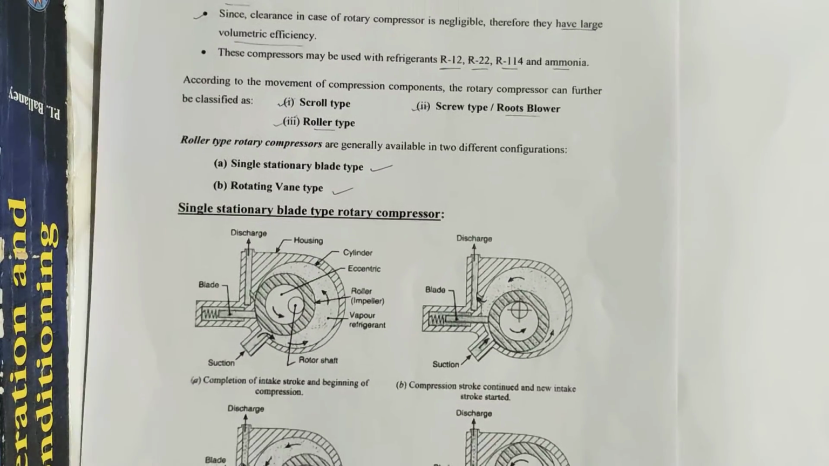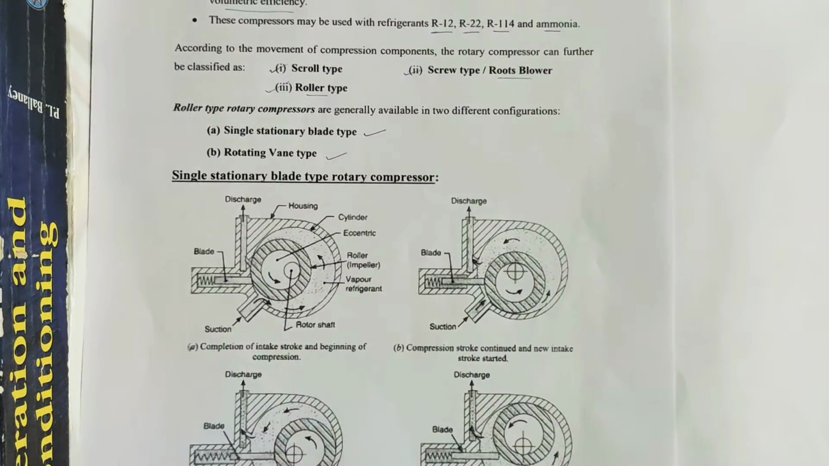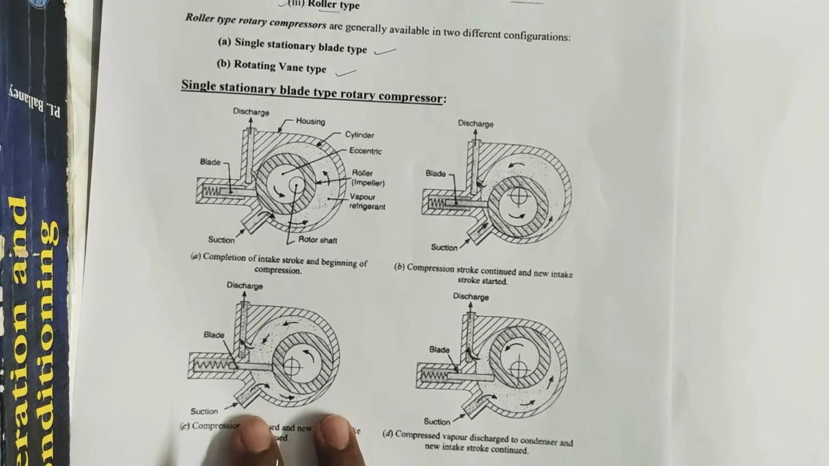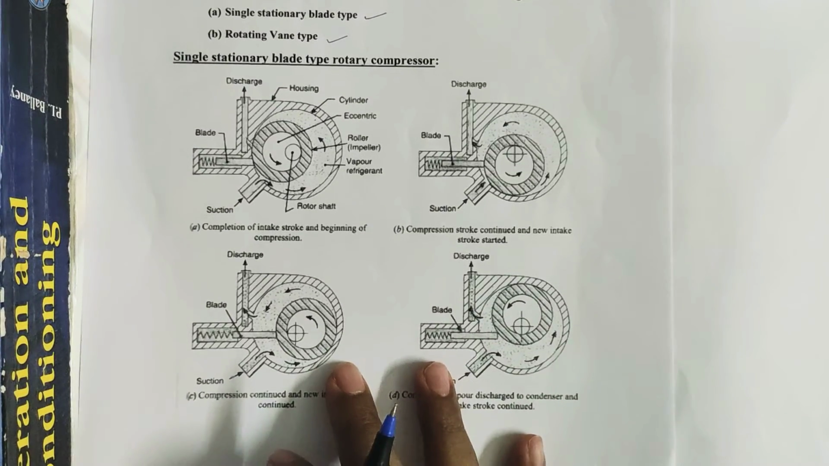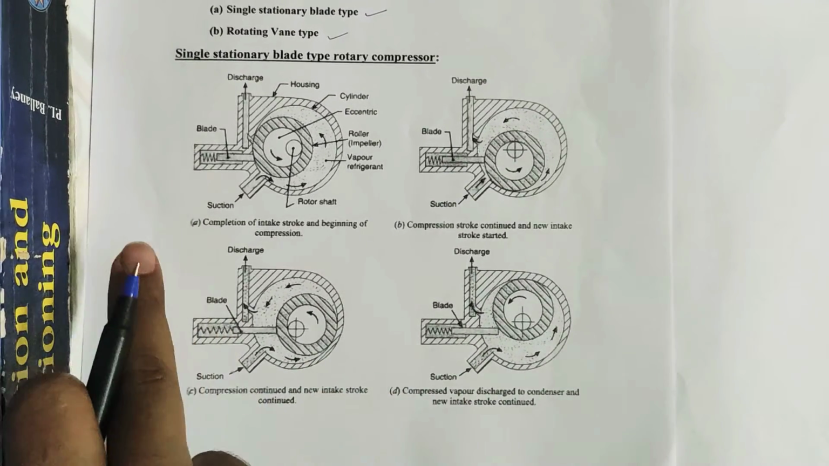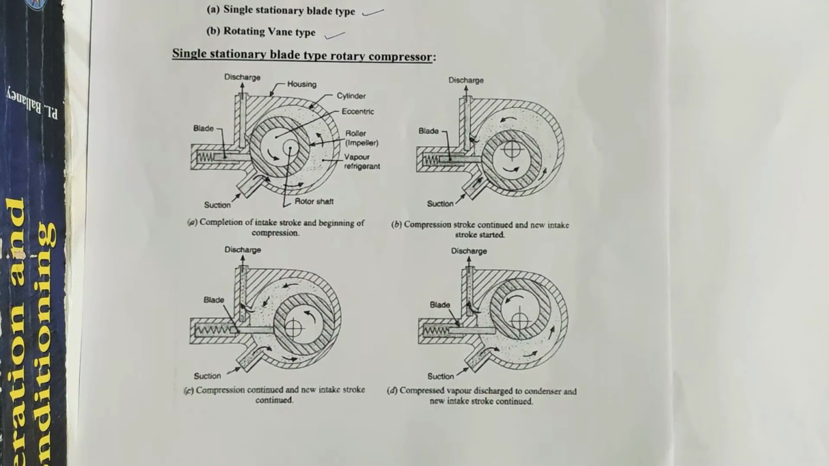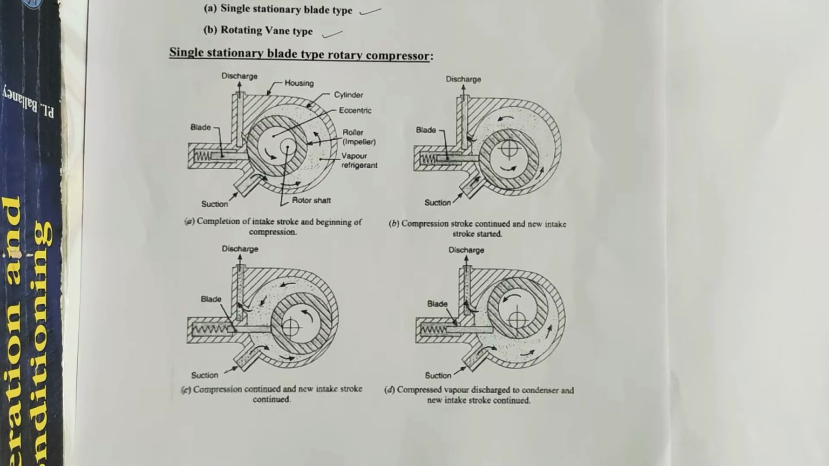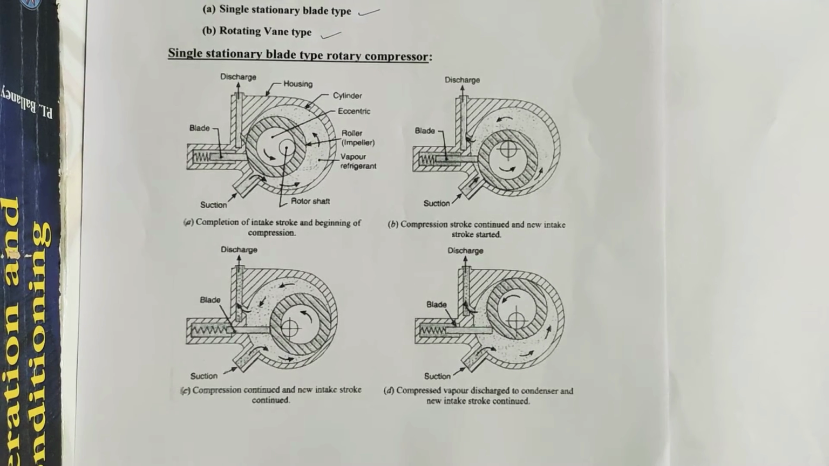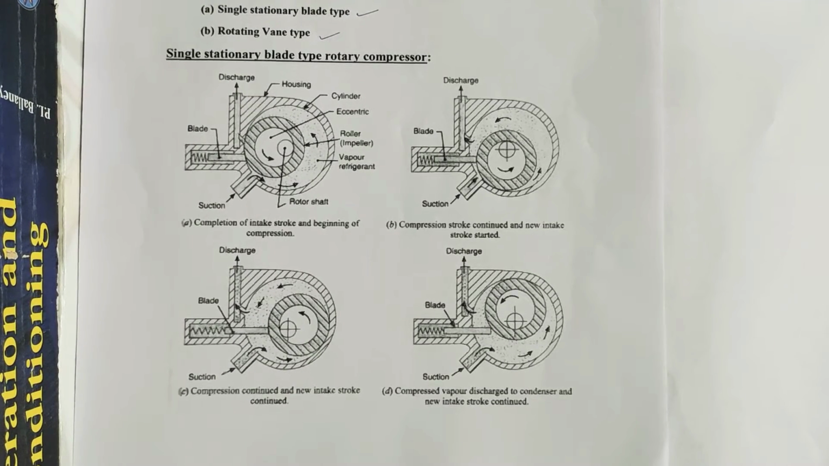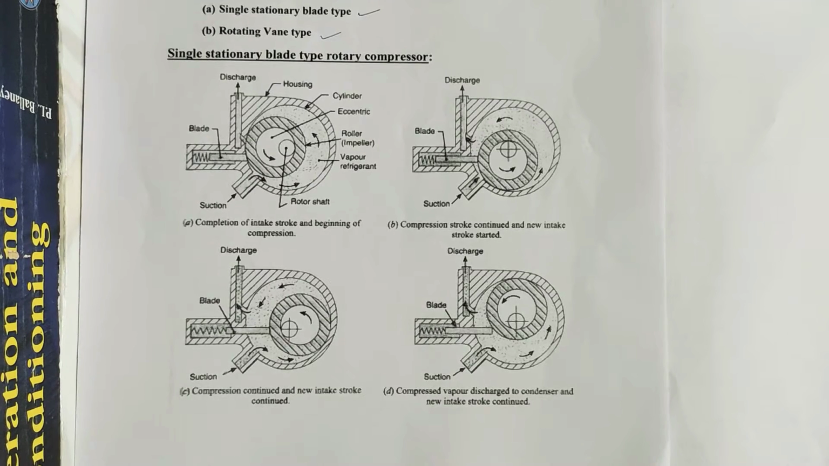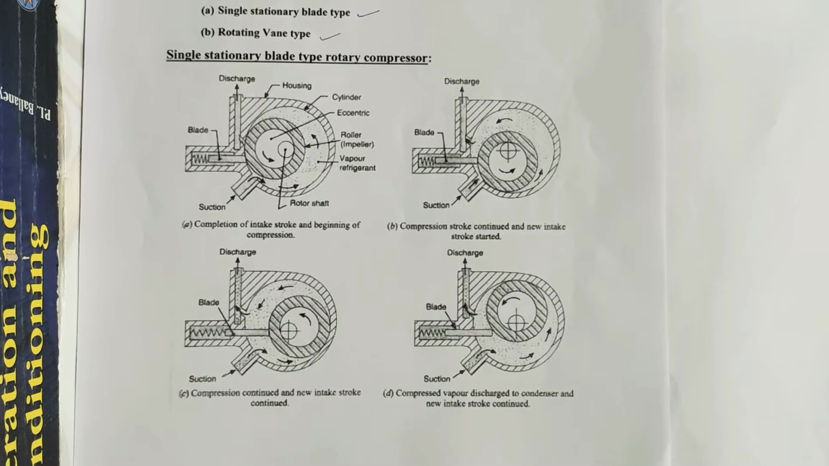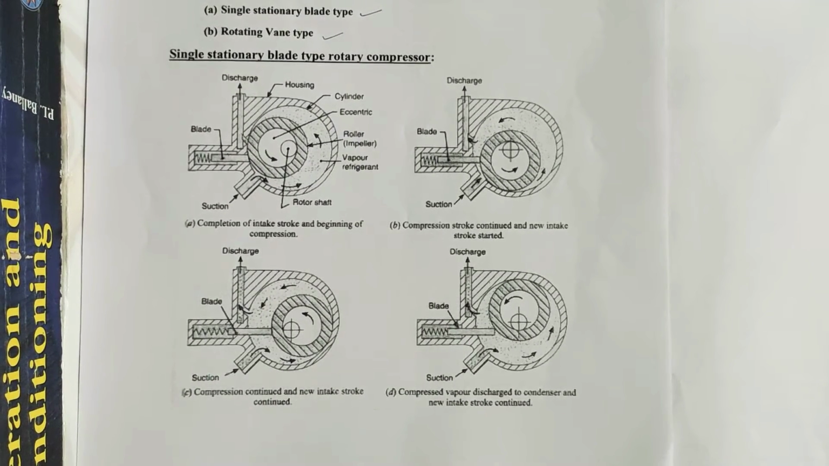Our first discussion will be on single stationary blade type rotary compressor. And regarding that, four different figures are given. Actually these four figures represent the movement of the rotary part within a particular casing or housing or cylinder, starting from suction up to the end of the process.